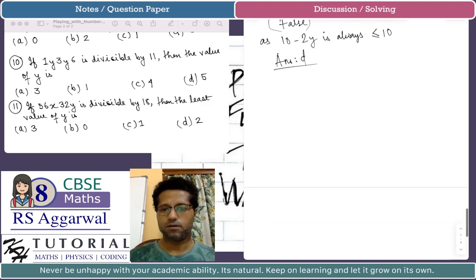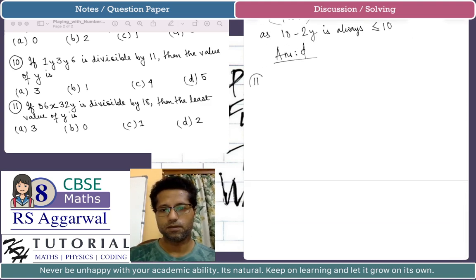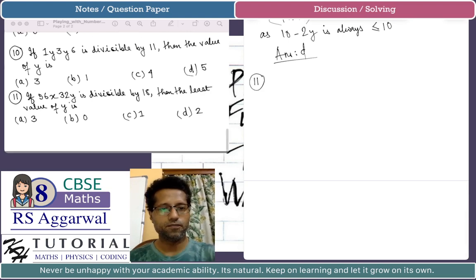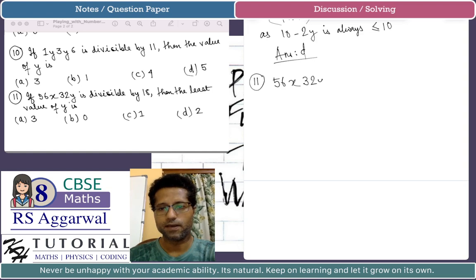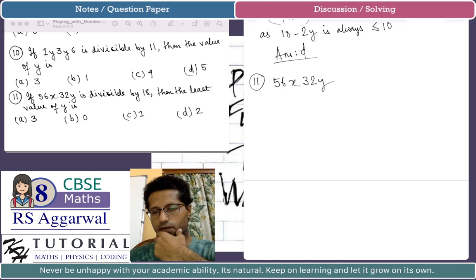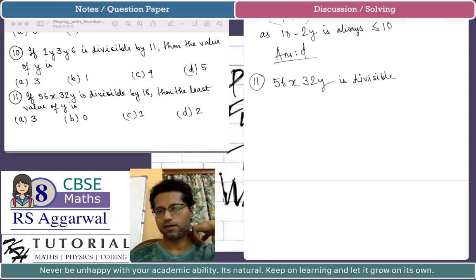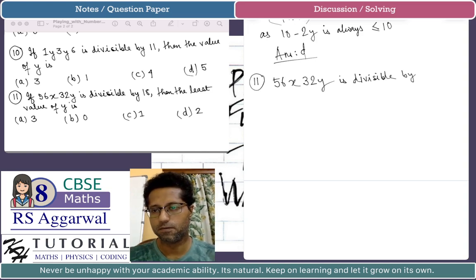Okay, let's solve the last problem, that is problem number 11. It says if we are given a 6-digit number, that is 5, 6, x, 3, 2, y, and this number is divisible by 18, then the least value of y. We have to find the least value of the digit y so that this 6-digit number is divisible by 18. Now we have to factorize 18 into factors which lie between 2 to 11.